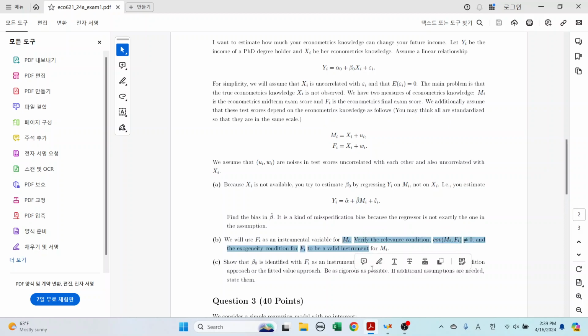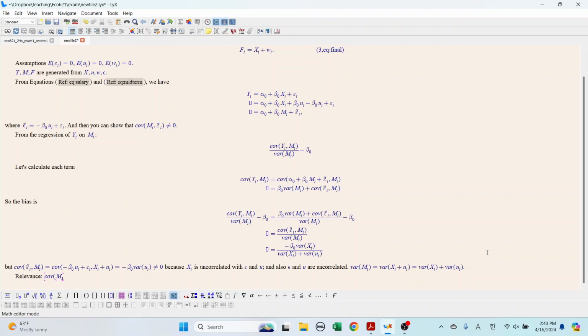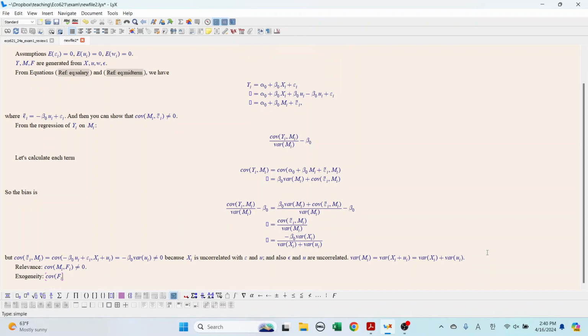Here, check the instrument. You can check the relevance condition, which means the covariance between M and F is not 0. It is easy, so I will skip that. Exogeneity or validity of the instrument is this, right? So this is easier.